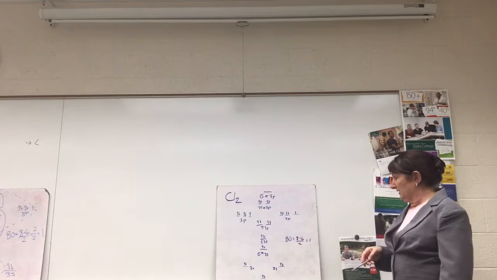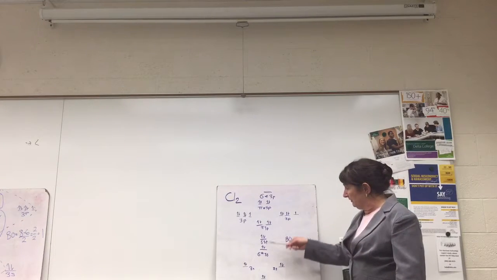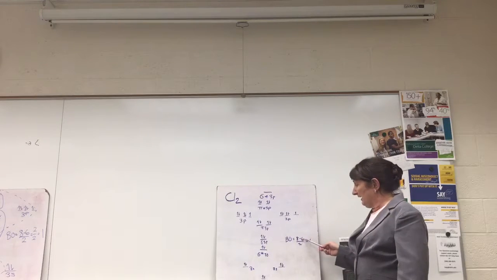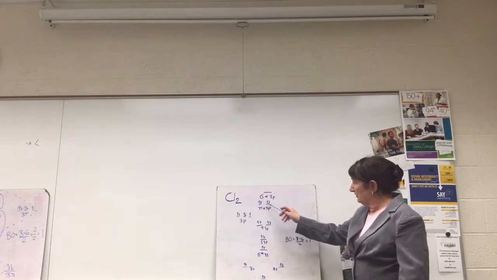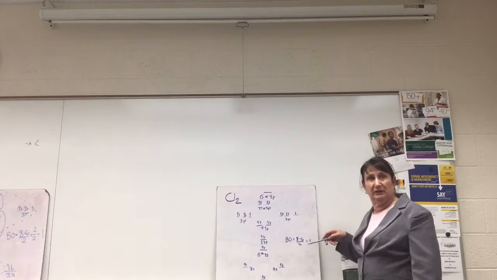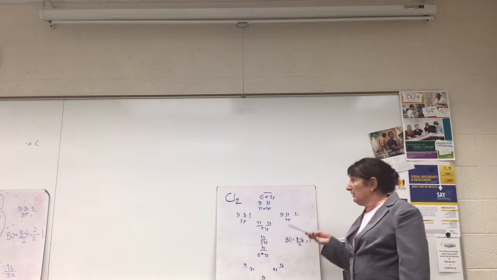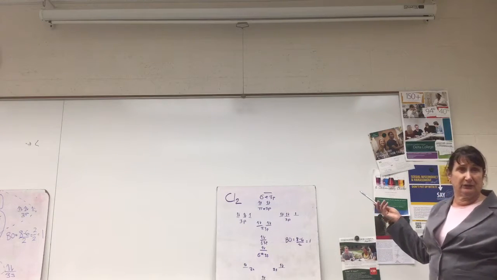Then, to calculate the bond order, we look at the bonding electrons. 2, 4, 6, 8, minus the anti-bonding electrons. 2, 4, 6, divided by 2 gives us a bond order of 1. So that's what I'll expect you to be able to do on the test. Draw a molecular orbital diagram for whatever.